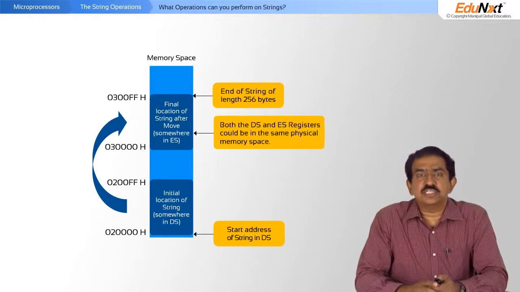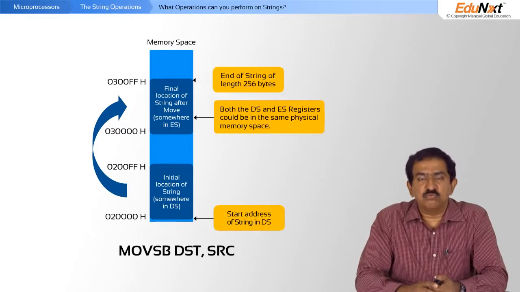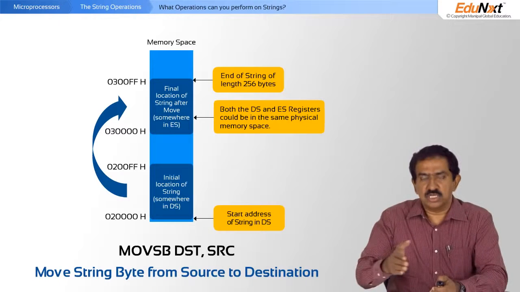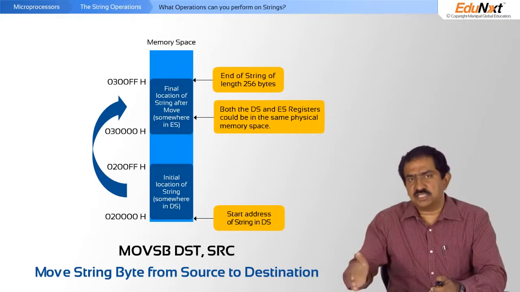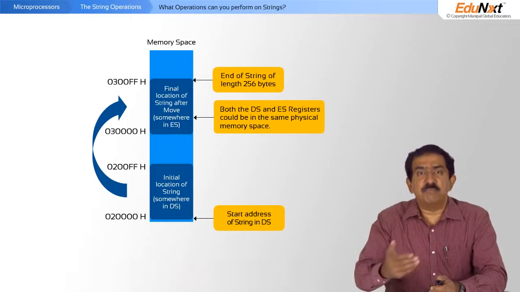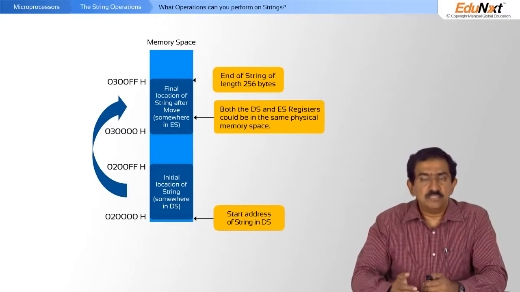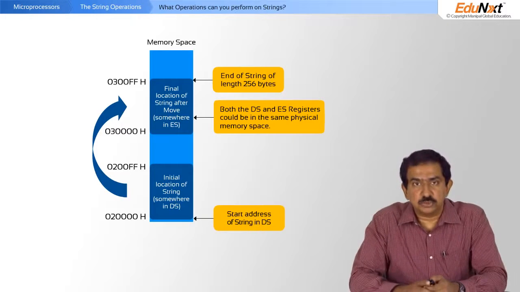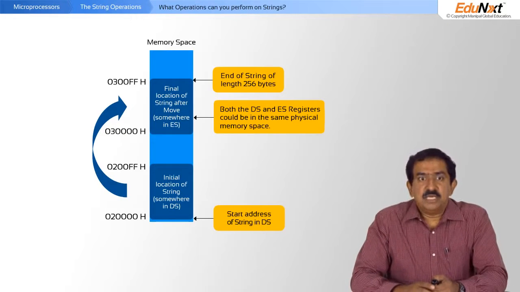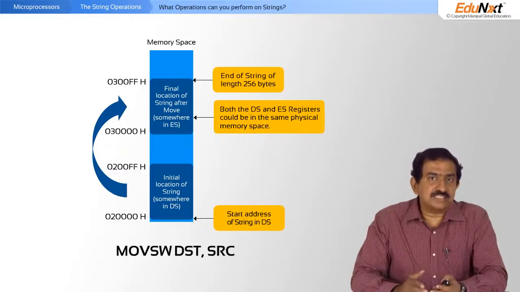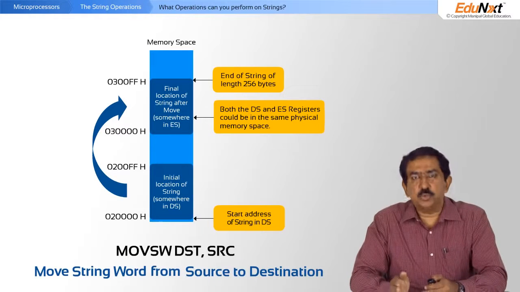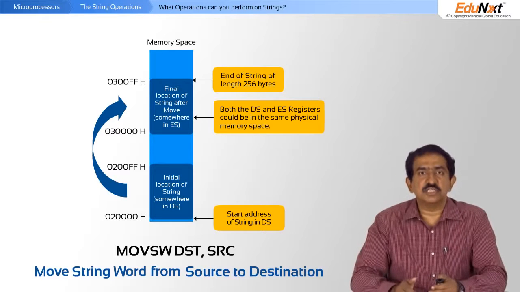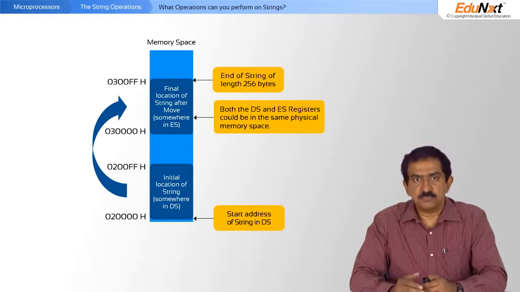So there are two instructions that can help you do this. One is called MOVSB, move string byte, from source to destination. So MOVSB, destination address, comma, source address. This moves a byte of information from the locations pointed to by DS to the locations pointed to by ES. And then there is MOVSW, which is move string word, destination address, comma, source address.